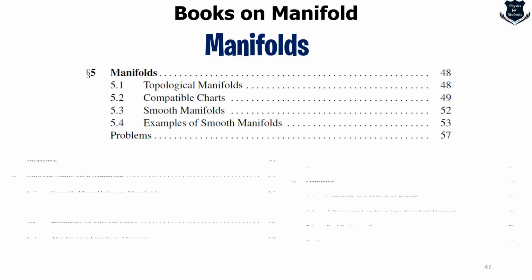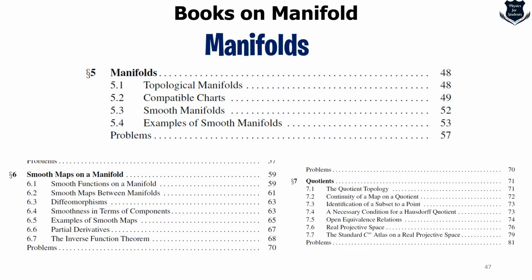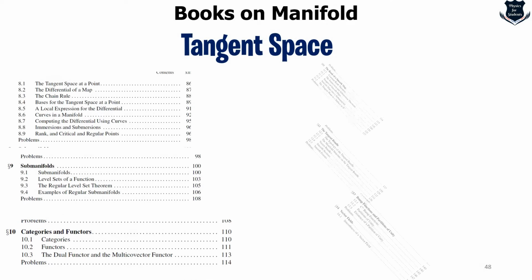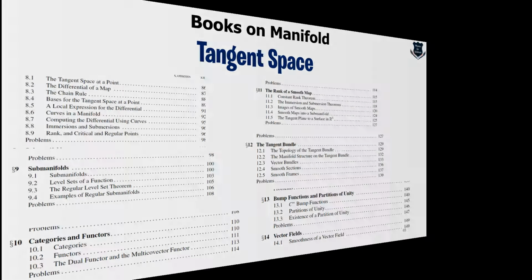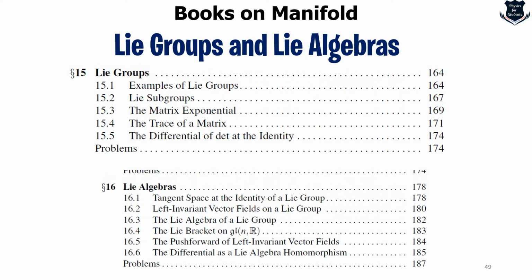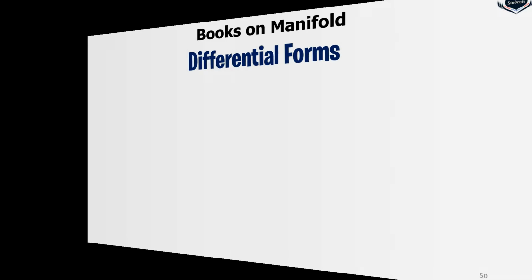So the manifold part, it actually covers, you can see topological manifolds, smooth manifolds and so on. Then it comes into what is called a quotient topology. But one thing you have to be aware of is that this book also covers topology, which might not interest you, but that is how the book is meant. Then it covers a lot on tangent space, as you can see, submanifolds, the tangent bundle, vector fields, categories and functions. Then it covers a lot on Lie groups and Lie algebras. So the Lie bracket, Lie algebra and Lie group are covered.